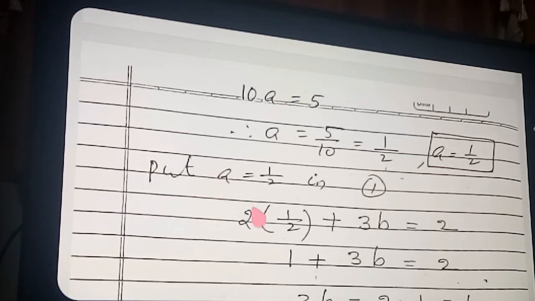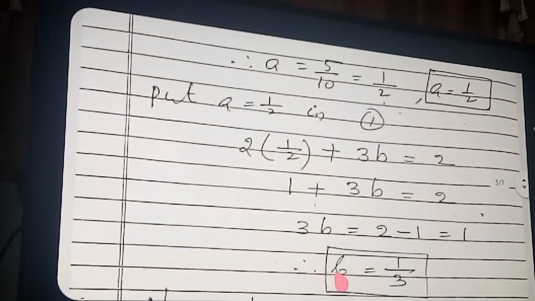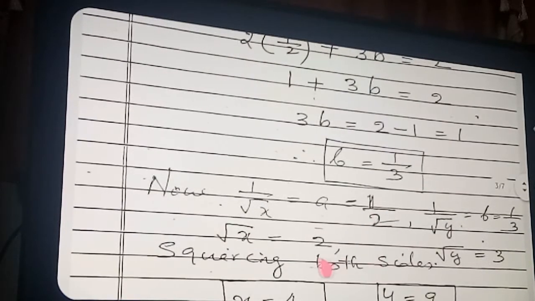And same method, put a is equal to 1 by 2 in the first equation. So applying the first equation, do the calculation, you know the calculation now. So what is the value of b you got? 1 by 3. The value of b you got is 1 by 3. So a and b values are found now. A is 1 by 2 and b is 1 by 3.